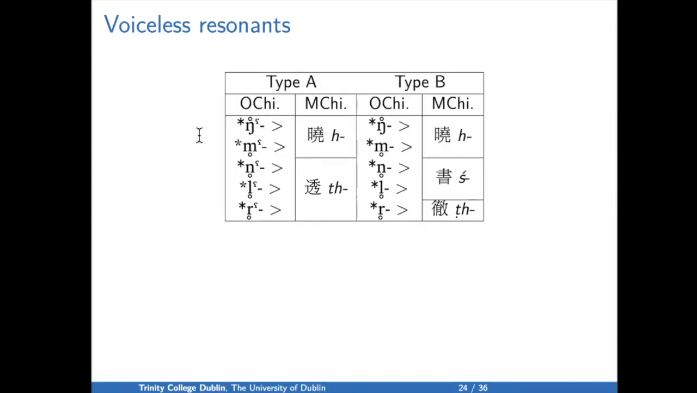Okay. And then here's just a summary chart of the voiceless resonants. So you have hna, hma changing into ha, and then you have hna, hla, and hra changing into ta in type A syllables. And then you have hna and hma changing into ha in type B, same as in type A, no difference between them. And then in type B, you get hna and hla changing into sha, but you get hra changing into ta.